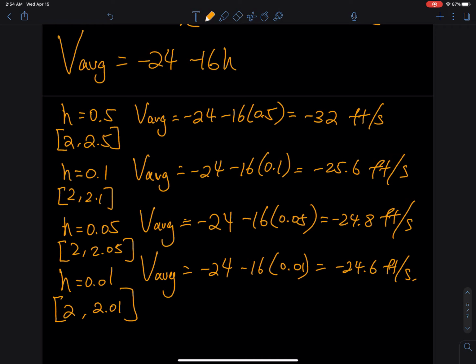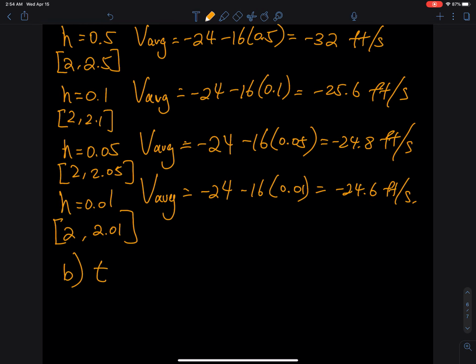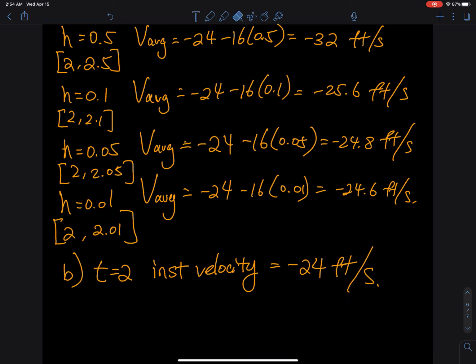In part B, they said estimate the instantaneous velocity when t equals 2. So when t equals 2, the instantaneous velocity is equal to negative 24 feet per second, because look at this time window. This time window is getting so tight, right? It's almost from 2 to 2 point a little bit more. So if you do 2.001, this number is very close to negative 24 feet per second. So overall, at t equals 2, the instantaneous velocity is just negative 24.